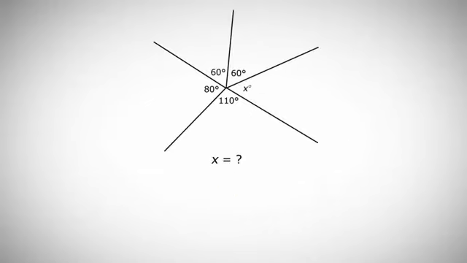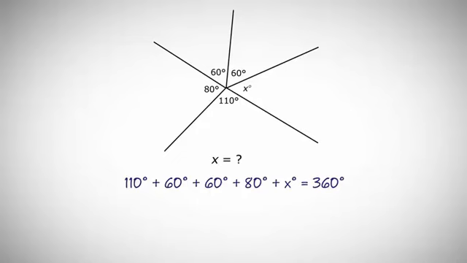There are several intersecting lines that form 5 angles: 80 degrees, 60 degrees, 60 degrees, x degrees, and 110 degrees. All of these angles surround a point of intersection. So we know that the sum of their angles must add up to 360 degrees. Because this question asks us to solve for x, let's set up an equation. 110 plus 60 plus 60 plus 80 plus x must equal 360 degrees.